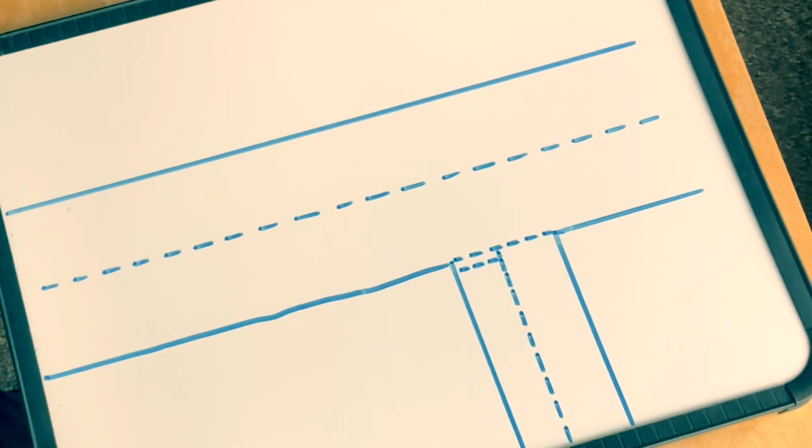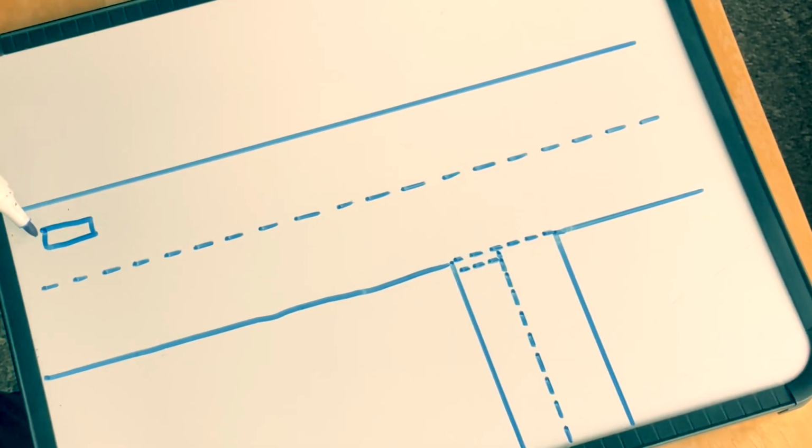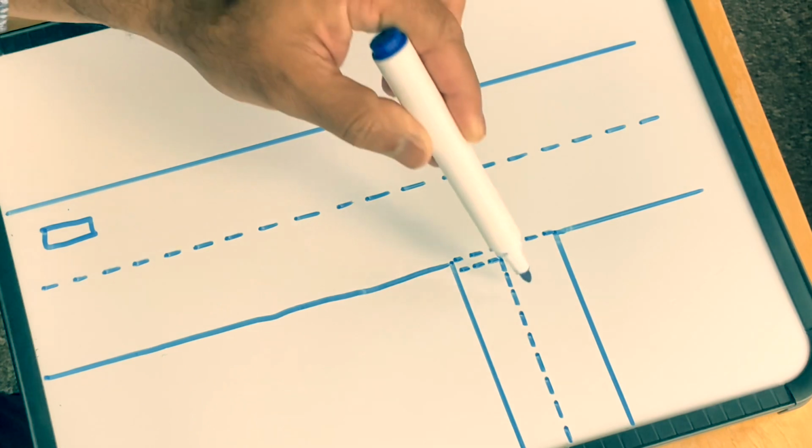So let's talk about turning. So this is our car. Okay, we are driving in the middle of our lane because that's the normal driving lane or the normal driving position. So we are driving here and we want to go right.